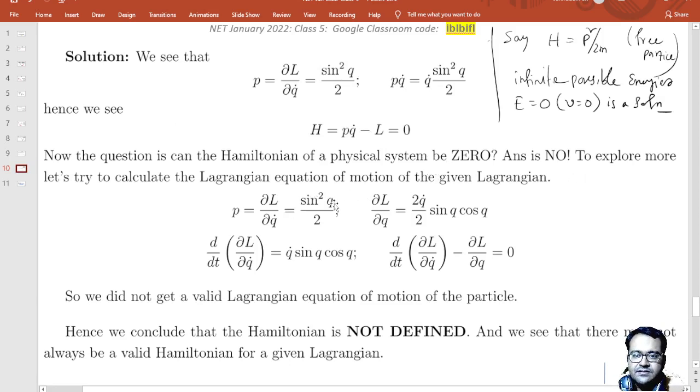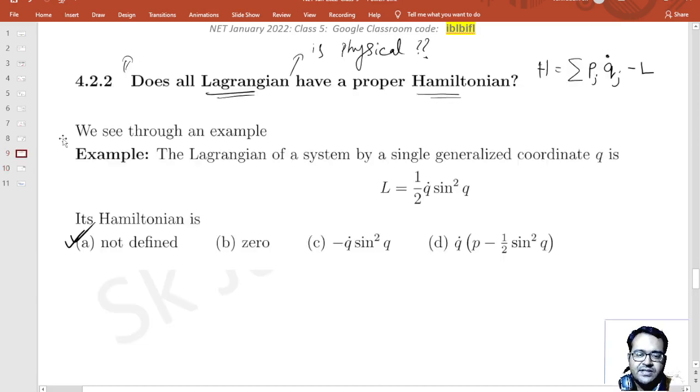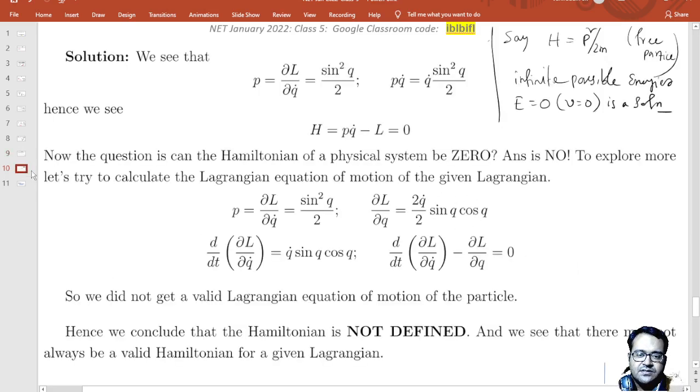So let's calculate the Lagrange's equation of motion of that given Lagrangian. Del L del q dot is this, and you already know del L del q is this. If you calculate d/dt of del L del q dot, that will be q dot sine q cos q, and del L del q is also q dot sine q cos q. So all this becomes 0. You calculate it yourself once, you do not get a valid Lagrange's equation of motion of the particle. So the Lagrange's equation of motion itself does not exist for that particle.